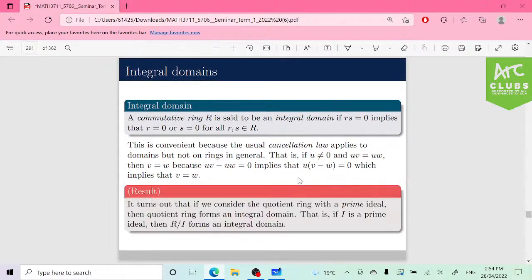And what we note is that if we take the quotient ring with a prime ideal, it turns out that the quotient ring forms an integral domain. So if you wanted to prove that an ideal is prime, you can also show that the quotient ring that you get forms an integral domain.